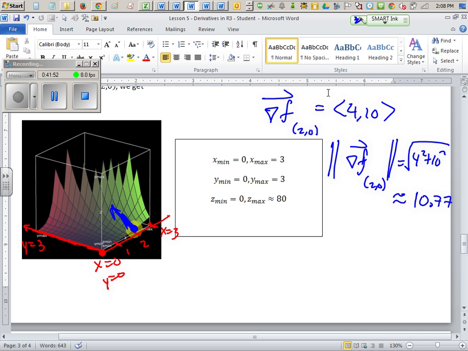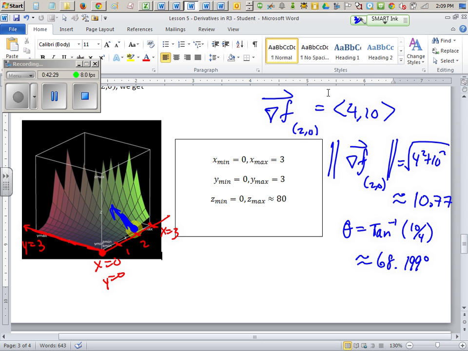And if you want the angle, the theta, you could just do inverse tan of 10 over 4. And it comes out to about 68 point something degrees. Let me check here. Inverse tan of 10 over 4. And my calculator is in radian mode, so let me multiply by 180 over pi. It's 68.199 degrees.